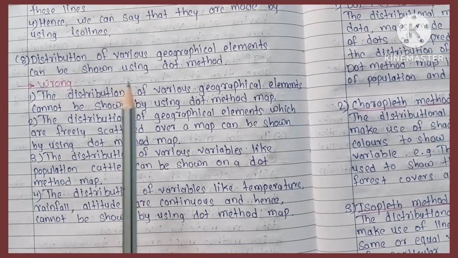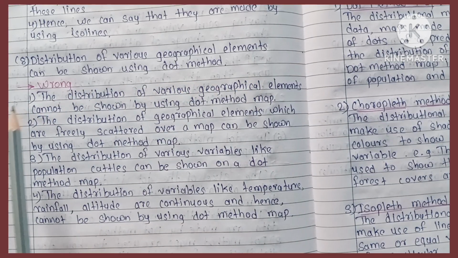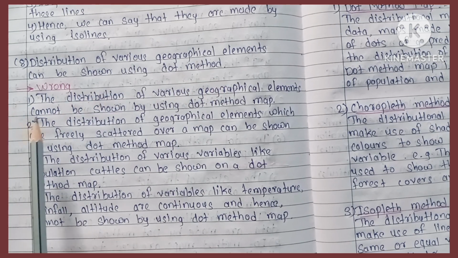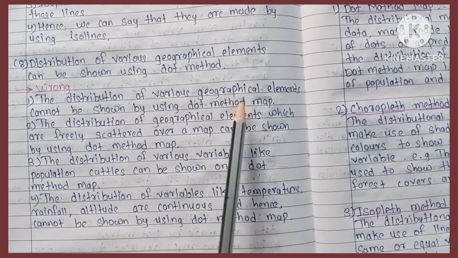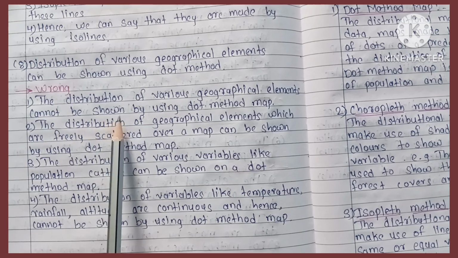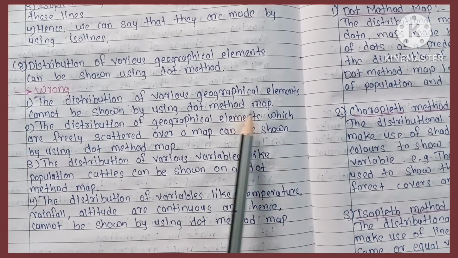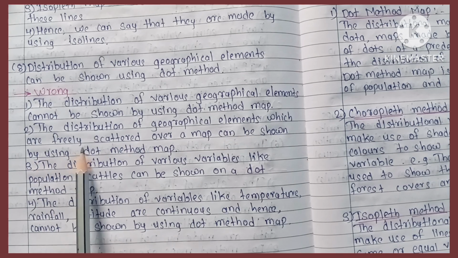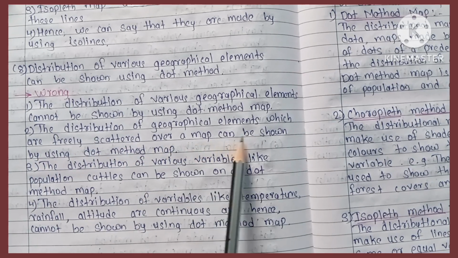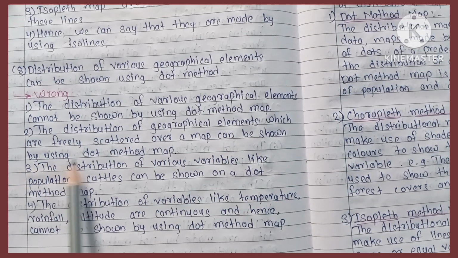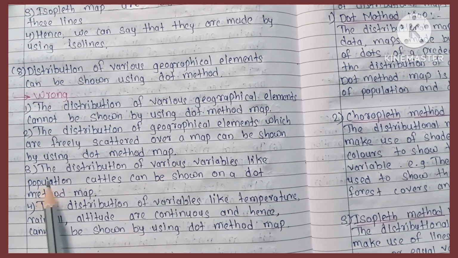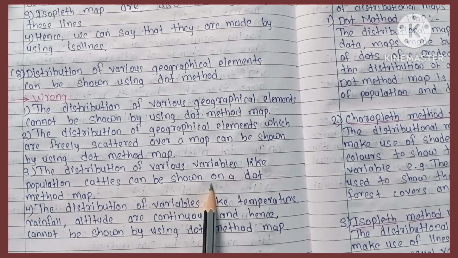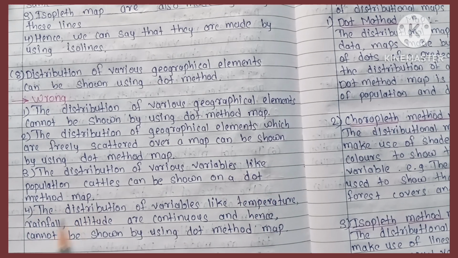Next, distribution of various geographical elements can be shown using dot method. This is wrong statement. The distribution of various geographical elements cannot be shown by using dot method map. Distribution of geographical elements which are freely scattered over a map can be shown by using dot method map, distribution of various variables like population, cattle can be shown on a dot method map.